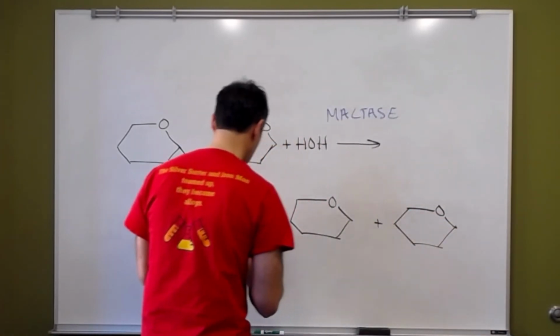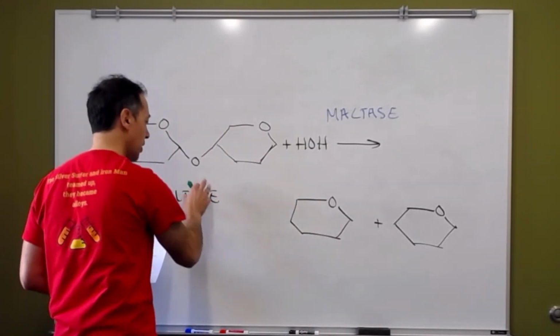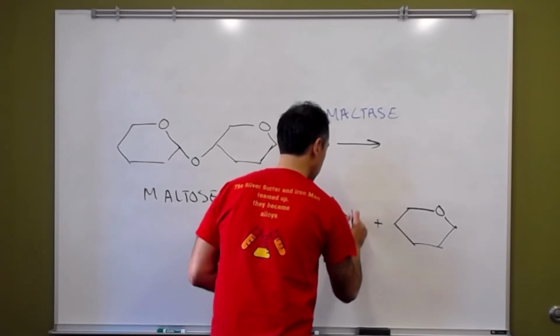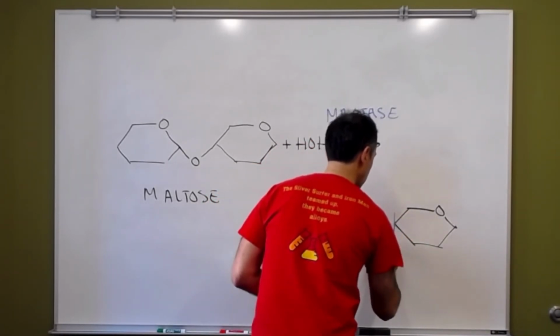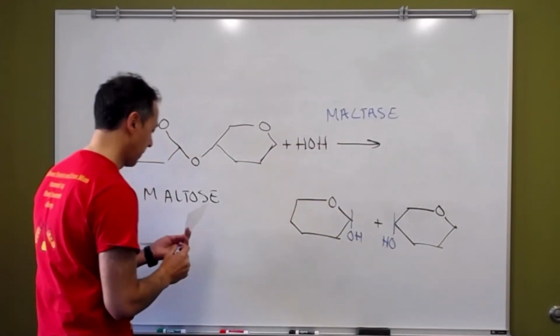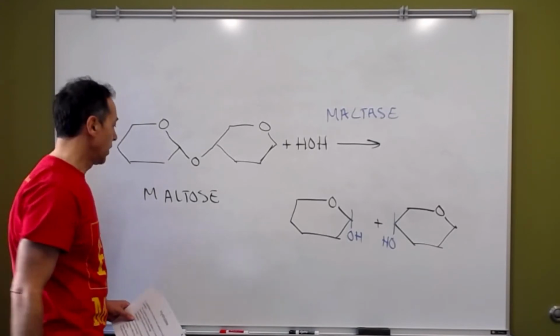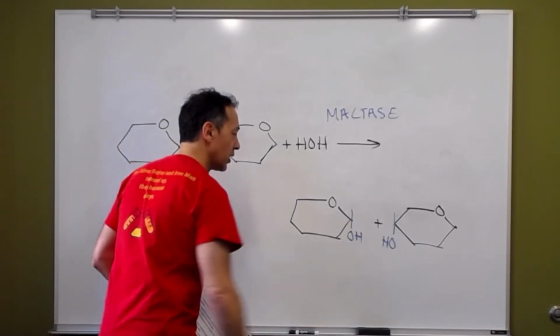And because we've broken this apart like this, we're going to end up then with an OH like this and an OH like that, okay? All right, so there's a hydrolase, using water to break apart a disaccharide or a polysaccharide into smaller pieces.